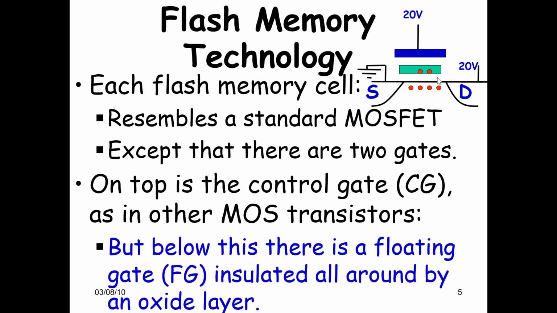So the key point is that we have two gates over here, right? The first is the control gate and the second is the floating gate. The floating gate is the one that actually stores the charge.